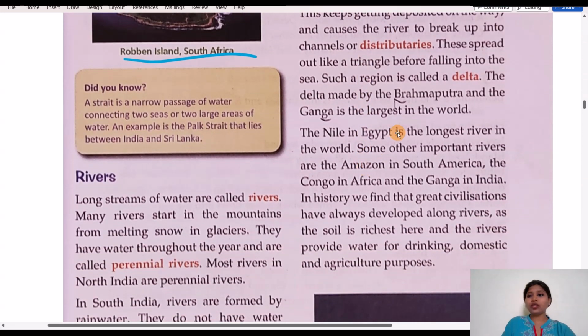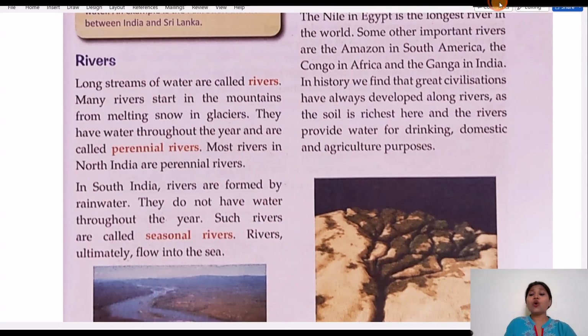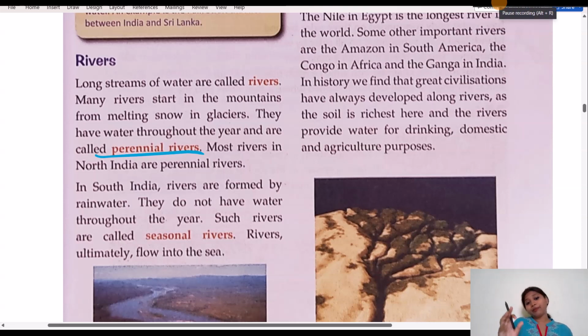Okay, then about the river. What is a river, children? Actually, the long streams of water are called rivers. Many rivers start in the mountains. They flow throughout the year from melting snow or glaciers and are called perennial rivers. Okay, so what does perennial river mean? Those rivers made by melting snow or glaciers, that we can call perennial.